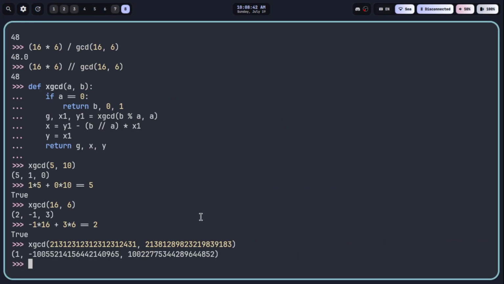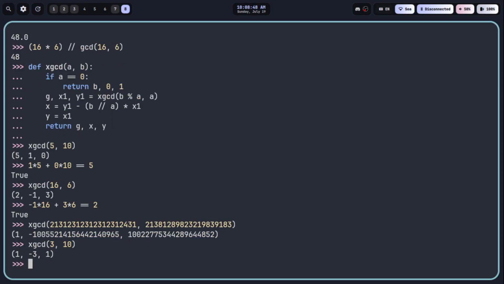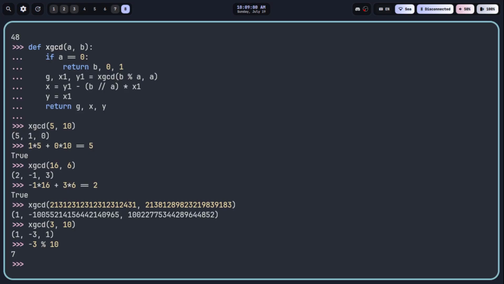So it's like a quick example. Recall earlier we found the inverse of 3 modulo 10, right? If we run XGCD of 3 and 10, we see that we get 1, -3 and 1. So we know that -3 times 3 plus 1 times 10 is 1. In order to find the inverse, we know it's -3 modulo 10, because we're always working in mod 10, which in this case happens to be 7. So this is one way in which you can use XGCD to find the modular inverse of a number, allowing us to basically do division.